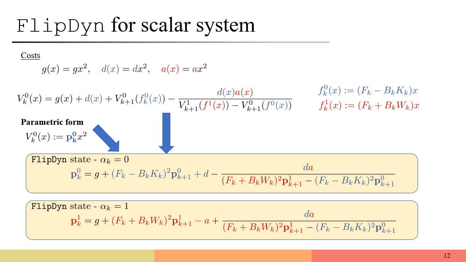A similar recursion can be obtained for the FlipDyn state of 1 with changes in the dynamics and signs. Although we factor out the state in the scalar case, we cannot do this for higher dimensional systems, and we will see exactly why.